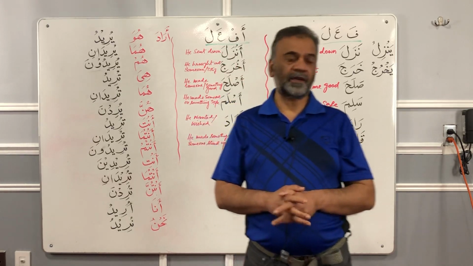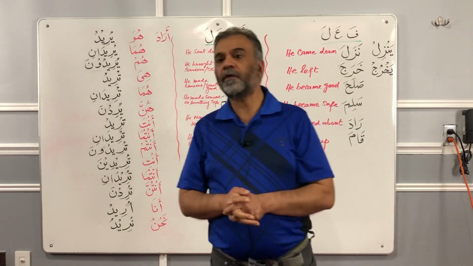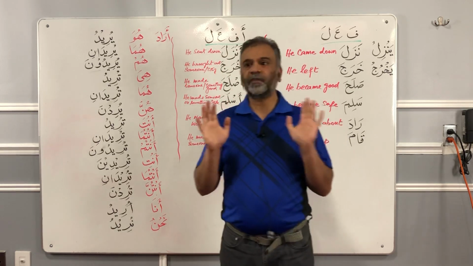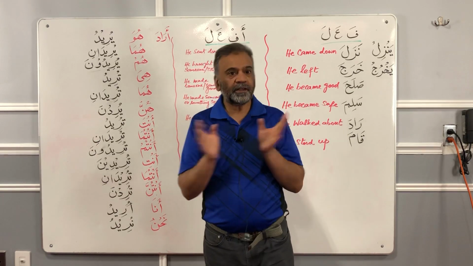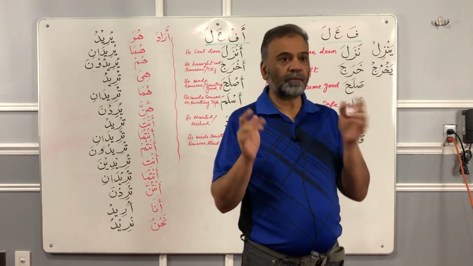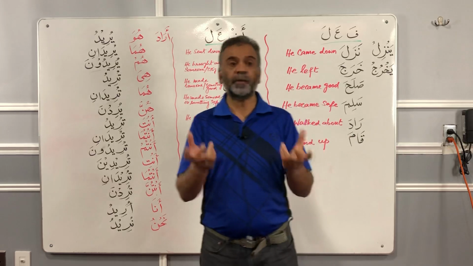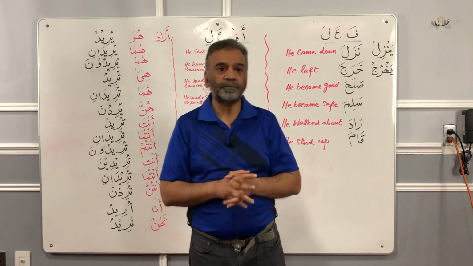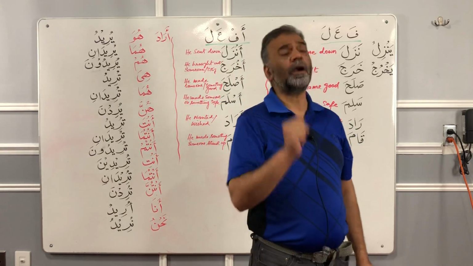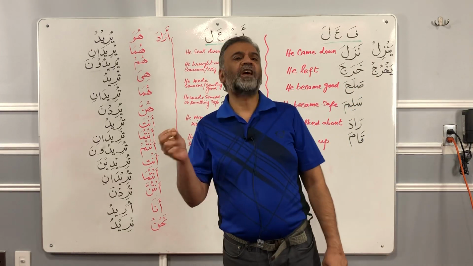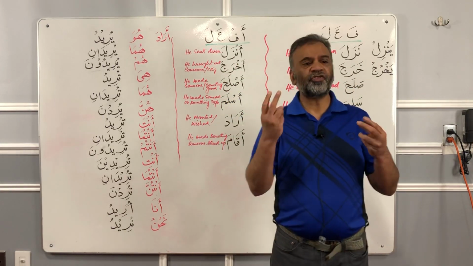A verb is an action, and we know whenever there's an action, there has to be a doer of the action. Without the doer, the action cannot happen. So fail and the fa'il has to be the minimum requirement for a verb to be complete. So far, we've been learning about fi'l thulathi mujarrad, or the sound 3-letter verbs.